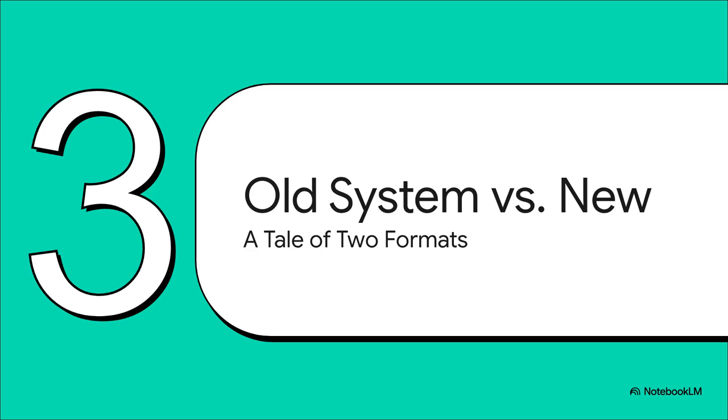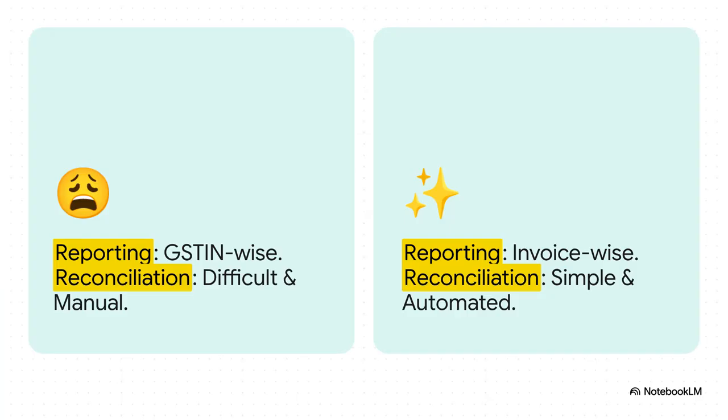And this next part really shows just how big this change is. Let's put the old and new systems side by side. It's like a tale of two different formats. Okay, just look at this. At a high level, the shift is, well, it's dramatic. We're going from a simple, consolidated report for each GSTIN to this incredibly granular invoice-wise detail. For the deductor, the compliance effort goes from low to high, no question about it. But for the supplier, that difficult manual reconciliation becomes simple and automated. It completely flips the script.